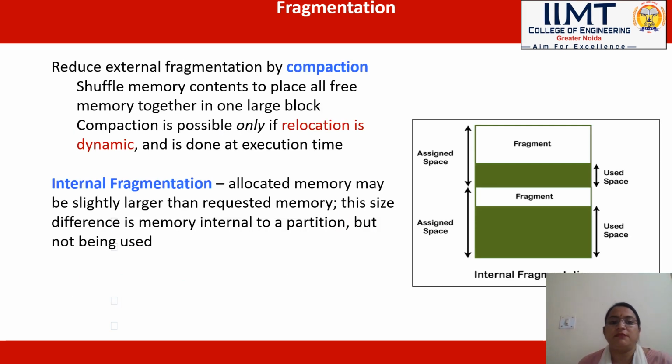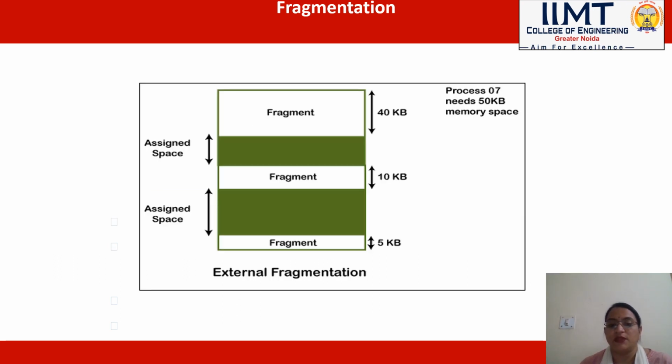Reduce external fragmentation by compaction, shuffling memory contents to place all free memory together in one larger block. Compaction is possible only if relocation is dynamic and is done at execution time. Internal fragmentation: allocated memory may be slightly larger than requested memory. This size difference is memory internal to a partition but not being used. We can see in this diagram that we have 40 KB, 10 KB, and 5 KB, a total of 55 KB of free memory space to accommodate a process, but it is not contiguous.